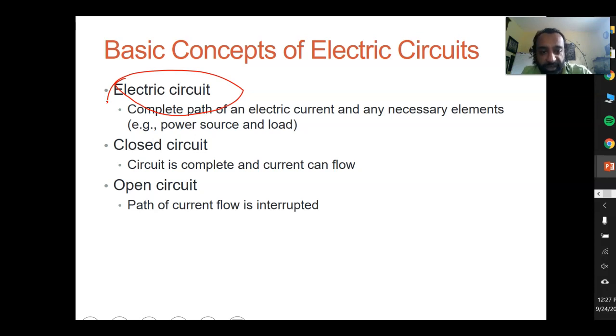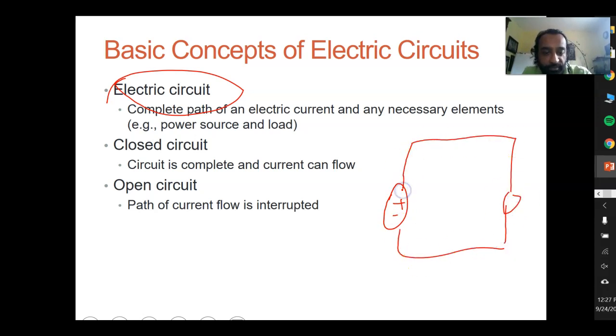Closed circuit is when we have a complete path. If this is my source and this is my load here, we need to have a complete path. If there's a cut in here or breakage, it's not going to work. So that's an open circuit.